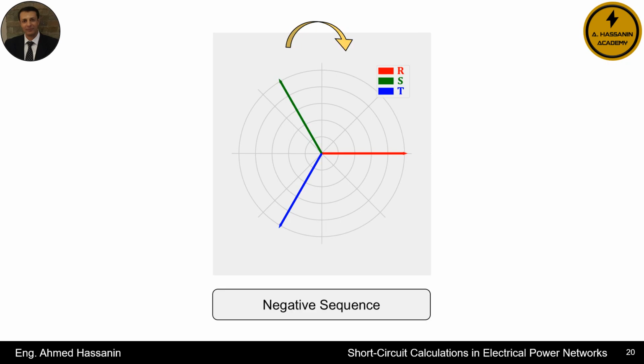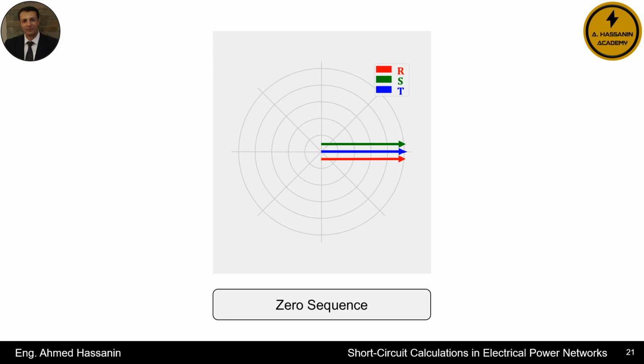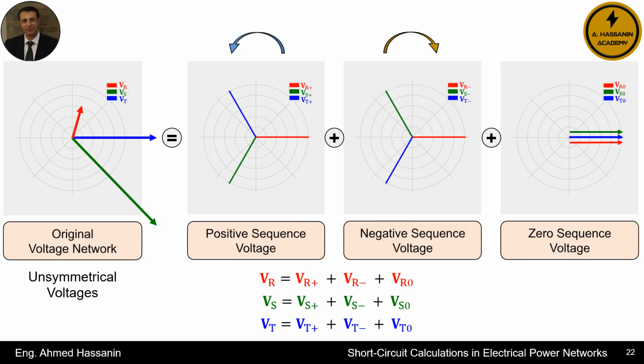However, the second circuit of the symmetrical components will rotate in the opposite direction to the natural phase rotation, meaning it will rotate in the clockwise direction. Therefore, because it rotates opposite to the natural rotation, it is called the negative sequence circuit. Also, it is important to note that the phase angle between each pair of phases will be 120 degrees. However, in the zero sequence circuit, we will observe that the phase angle between any two phases will be 0 degrees.